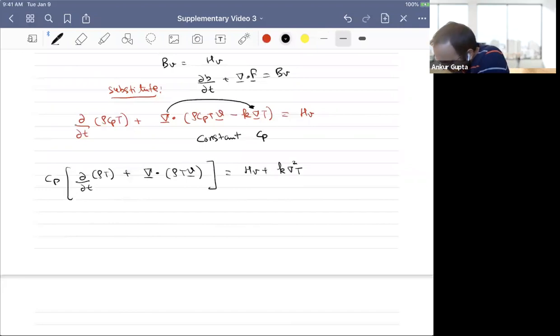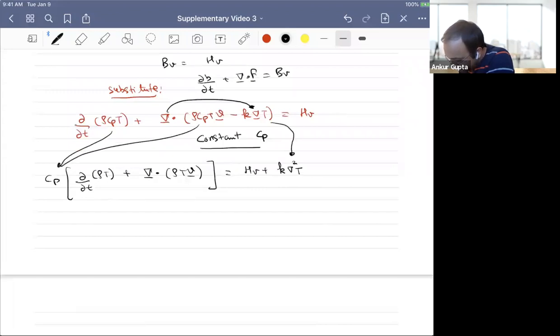I have taken this term and converted it into a Laplacian, and I have also taken it to the right hand side. So this is K del square T, which is the Laplacian operator, and then we are left with this term here, and I have taken Cp outside because Cp is a constant. We have assumed a constant Cp.